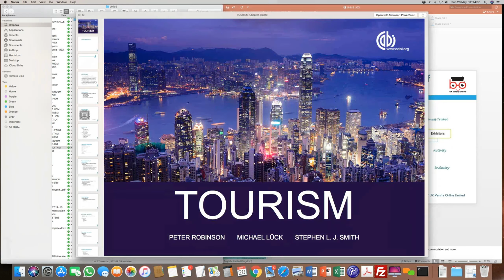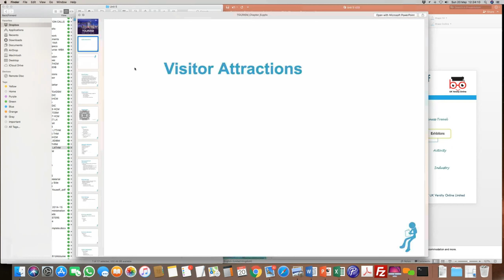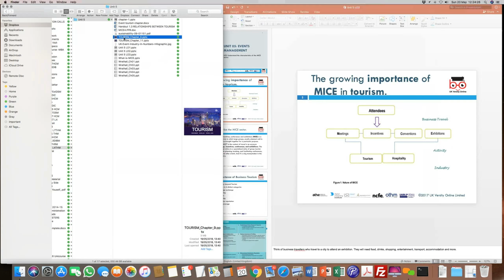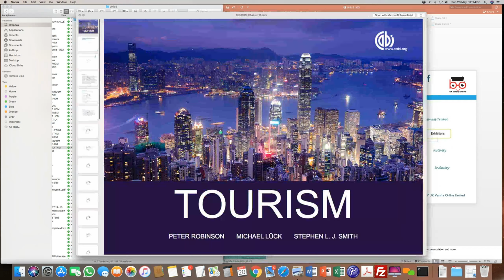This is one of the presentations I looked at from Cabby, which basically is about visitor attractions. It's not entirely, very focused on, what you call events management. But within events management, there is a section which looks at how some countries which are totally dependent on tourism work on attracting tourists to that location, because the whole economy is dependent on that.